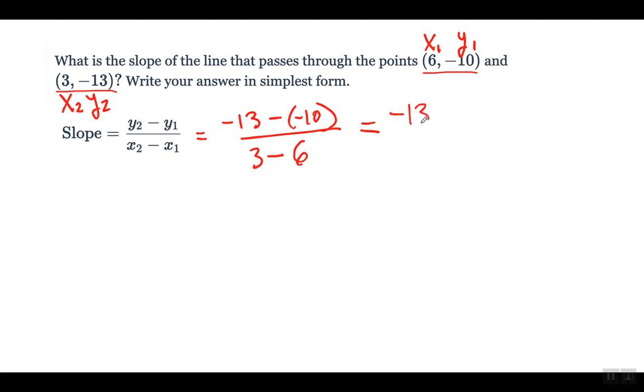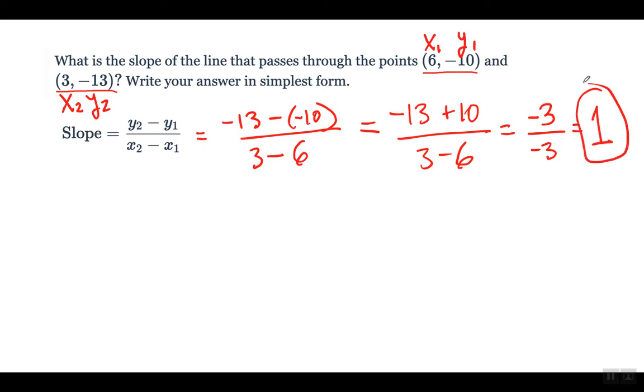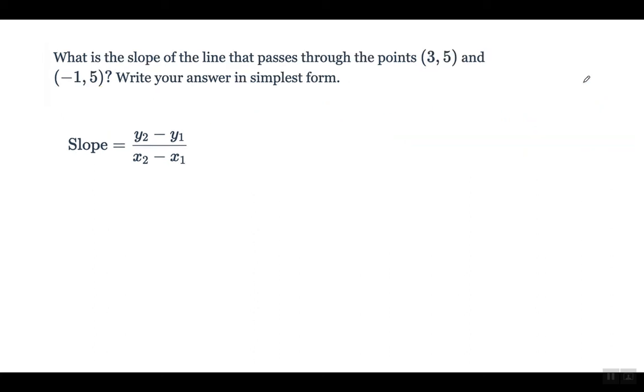Alright, so when you simplify that, the two negatives become a positive. Los dos negativos se cambian a un positivo. So negative 13 plus 10 is negative 3. And 3 minus 6 is negative 3. Negative 3 divided by negative 3 is positive 1. And there's my answer. Alright, next example.